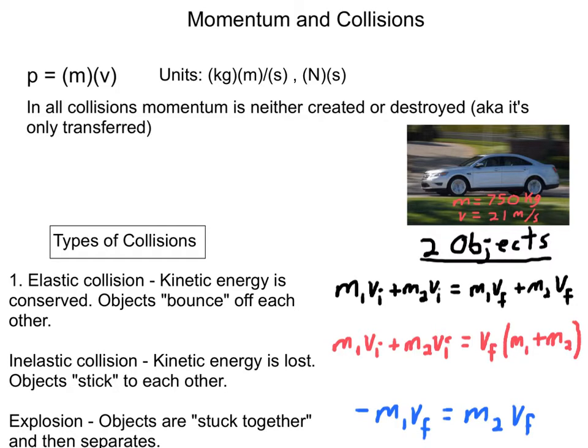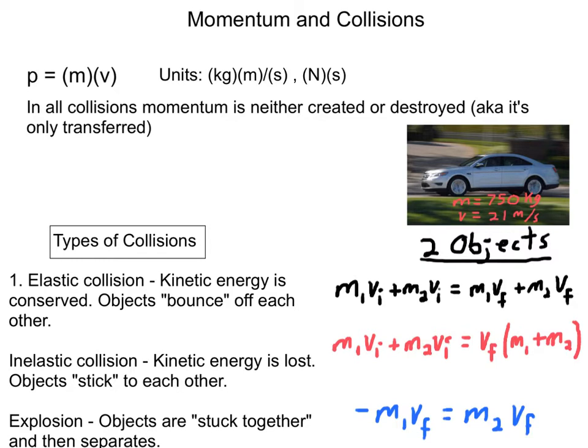Now, the third type, explosion. Objects were stuck together in the very beginning and then actually separate out. That could be because of a spring in between two objects, or one object just pushes another object, like two kids on ice skates. So there are lots of options for explosions. Now, don't think that an explosion is just from some sort of chemical reaction. In fact, that's only one type of explosion.